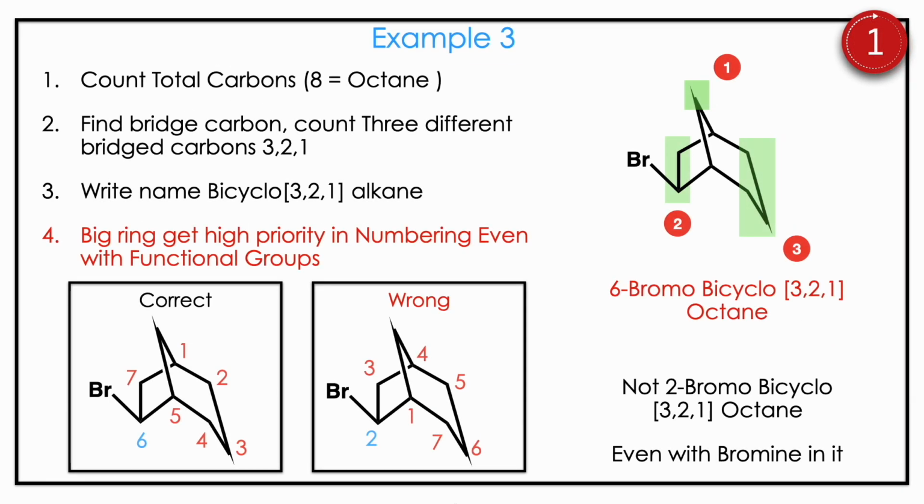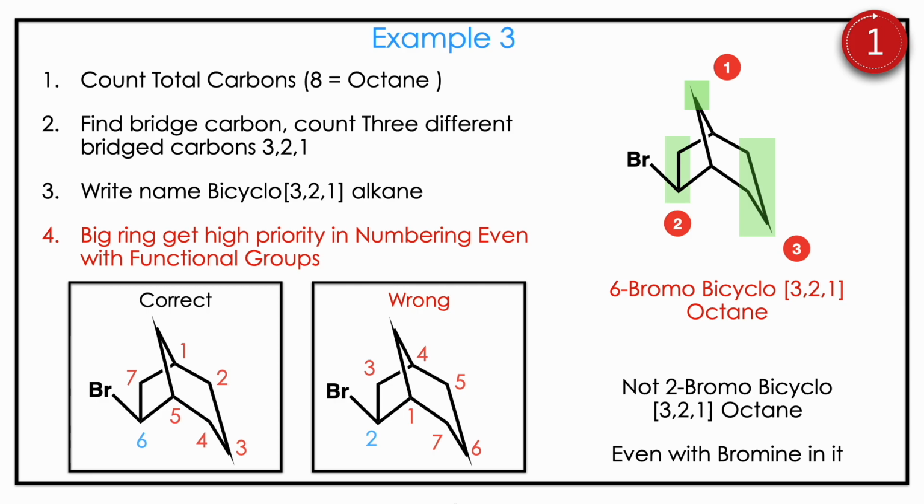Then example 3. Here you have a bridged compound with a bromine substitution. It's an important one because the bromine is on the smaller ring. First let us look at the carbons. Totally 7 carbons are there. It's heptane. And numbering you start from the big ring to the small ring. The big ring will be the 3 carbon bridge, so numbering starts there to 5. Then bromine at the 6th position.